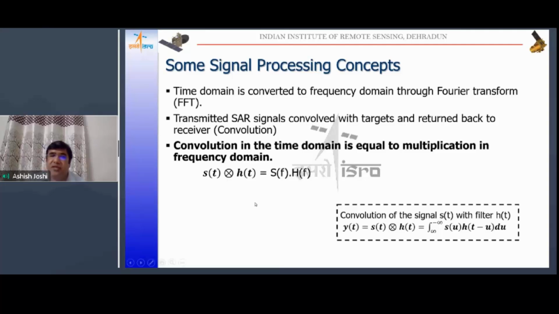Most of the SAR processing we do in the frequency domain, because in the frequency domain the mathematical equations are easier to use; we just have to multiply these two signals. So we do all the signal processing in the frequency domain in SAR, because it takes less time, as the mathematical calculations are simpler, while in the time domain it is very time consuming for SAR processing.